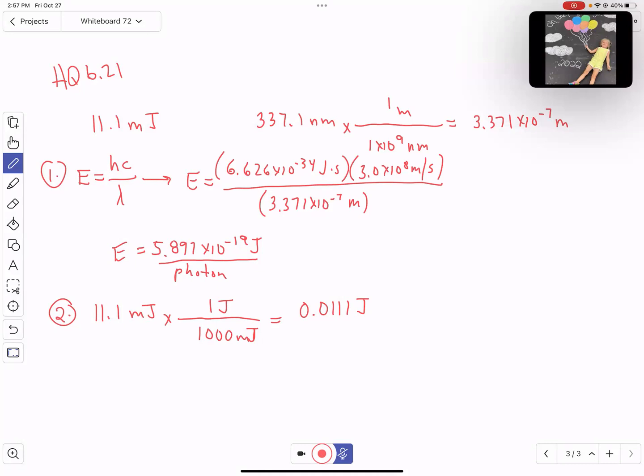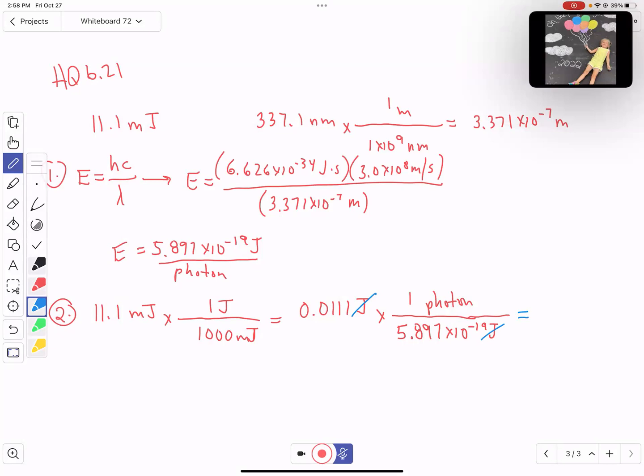And I know I have this much energy per photon. So I just want to say, okay, in 1 photon, because again, we want to be left with the number of photons that are released, in 1 photon I've got 5.897 times 10 to the minus 19 joules. So joules cancel out, and we're left with number of photons. So I'm going to divide by 5.897 times 10 to the minus 19.